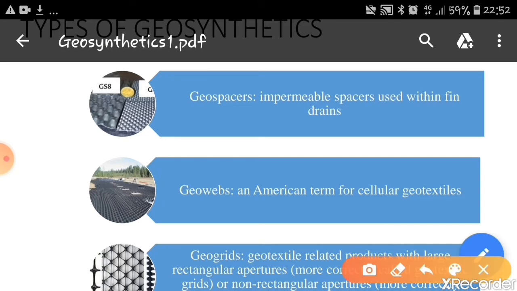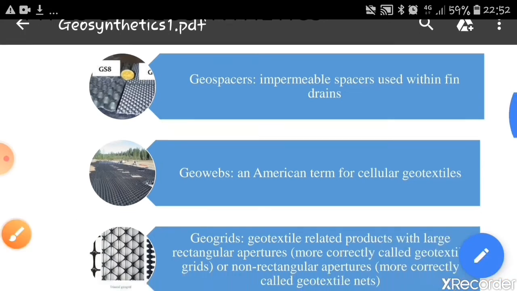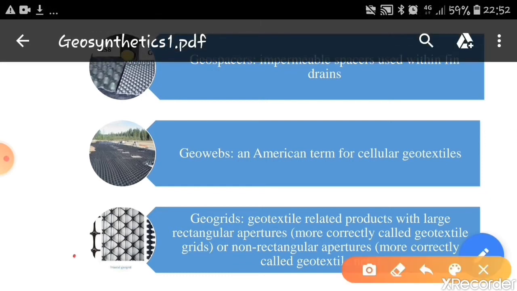So the first one, we are calling geospacers. You can see the figure here. Geospacers are impermeable spacers used within fine drains. Then we have geowebs, an American term for cellular geotextiles. We have geogrids. These are geotextile related products with large rectangular apertures or non-rectangular apertures.